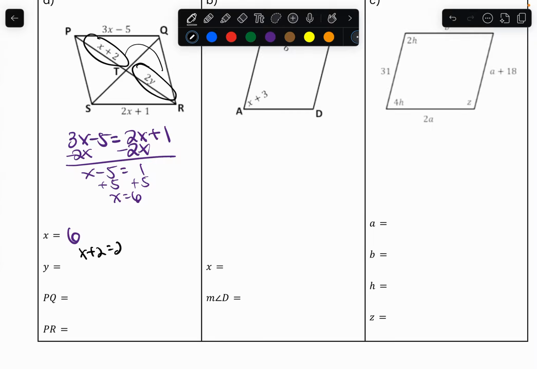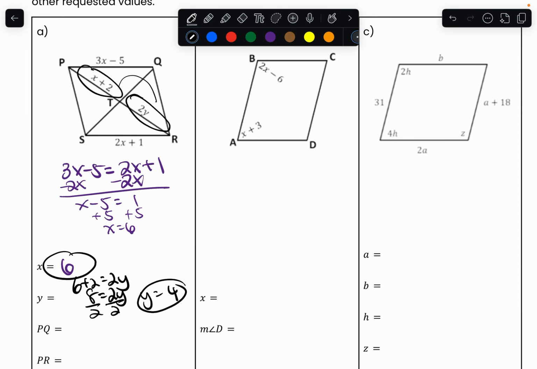Since we already know what x is, let's plug it in. So instead of x, let me go ahead and put 6. 6 plus 2 gives us 8, equals 2y. This means I divide by 2 on both sides. My y here must be 4. Okay, that solves for my y. Now let's do PQ.